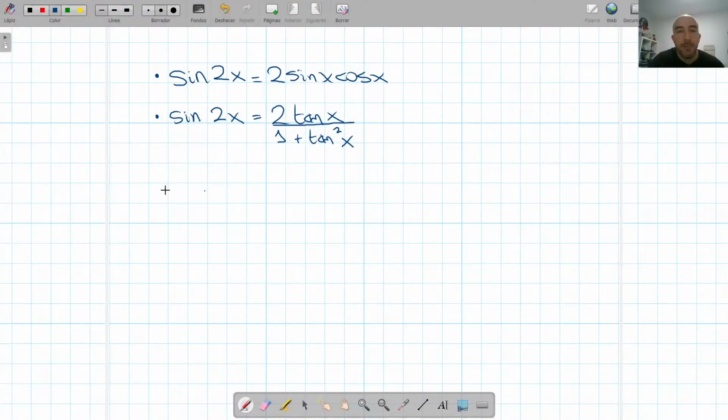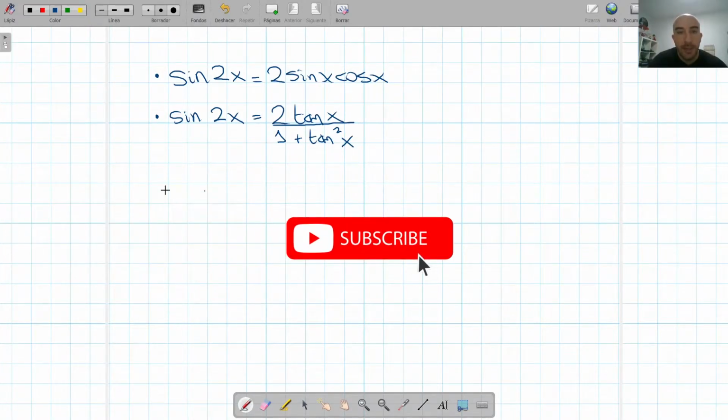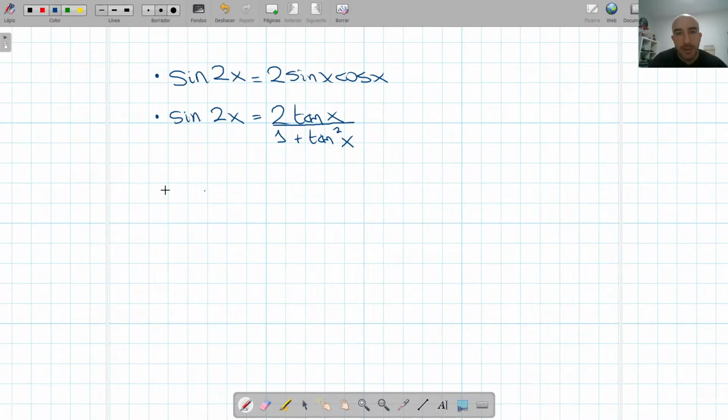Hi, today we're going to prove the two formulas that there are for the sine of 2x. So we've got sine of 2x equals 2 sine x cosine x, and sine of 2x equals 2 times the tangent of x divided by 1 plus tangent squared of x. So I'm going to prove both formulas.